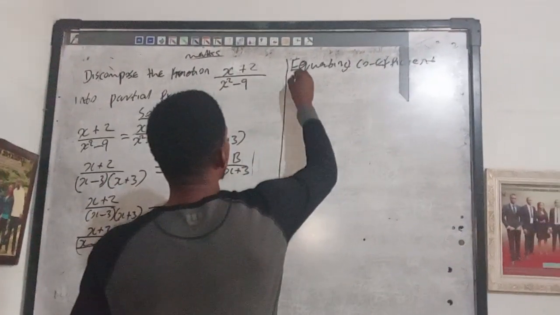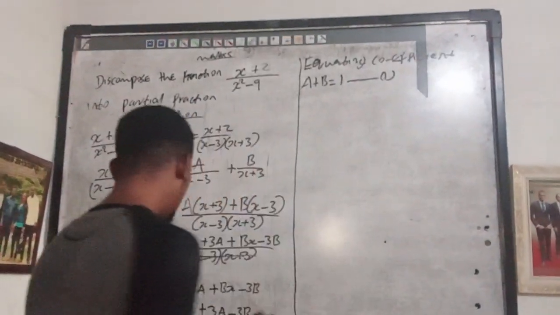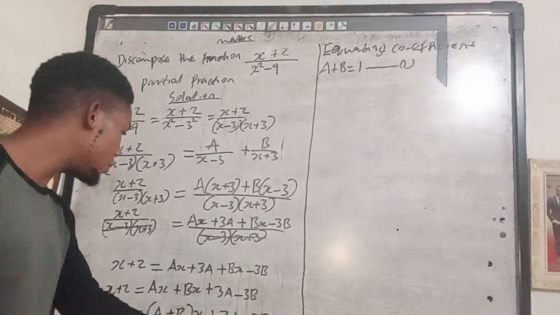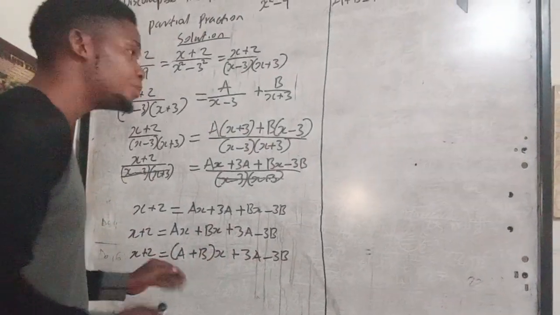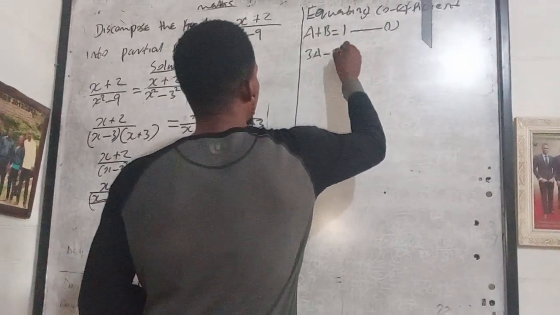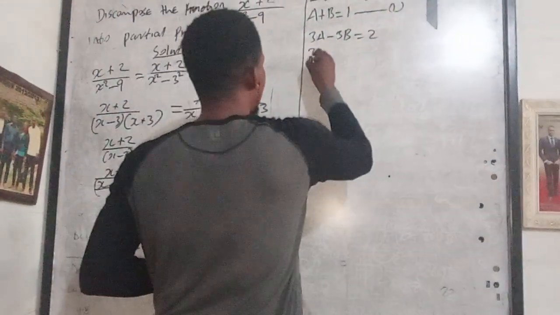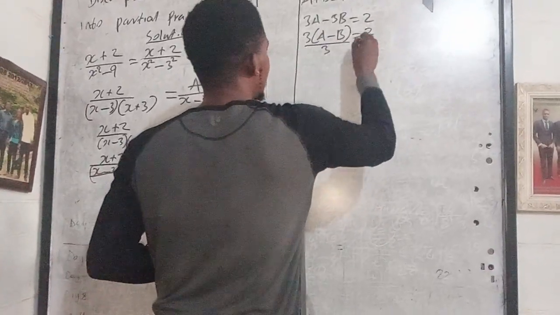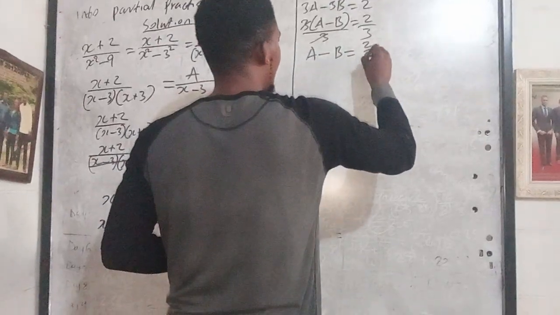We have a plus b will give us 1, equation 1. Now if you look at it, this should stand as a constant, and there is no x here. That means 3a minus 3b is also constant, so it's equal to 2. So we now have 3a minus 3b will give us 2. 3 is constant. This can be written as 3 open bracket a minus b is equal to 2. We divide both sides by 3. A minus b will now give us 2 all over 3.